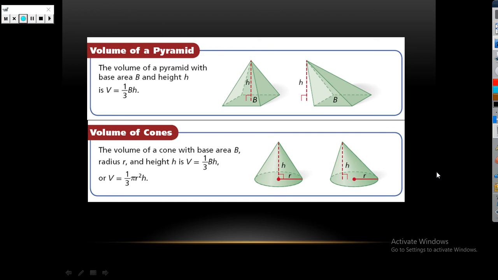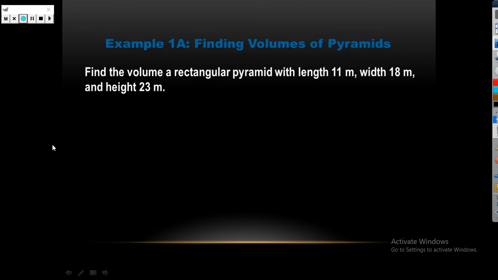So the volume of a pyramid with base area B and height h is V equals 1 over 3 base area times height, okay? And the volume of a cone is just like the volume of a cylinder, but multiplied by 1 over 3. Let's go to our first example. Example 1: find the volume of a rectangular pyramid with length 11, width 18 meters and height 23 meters.